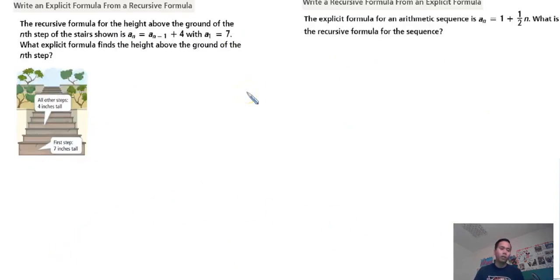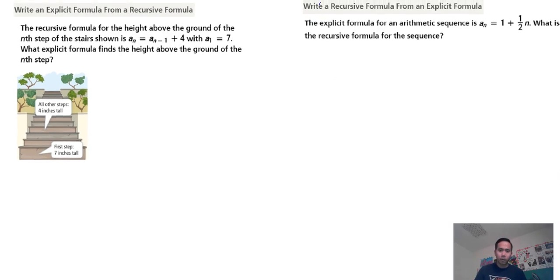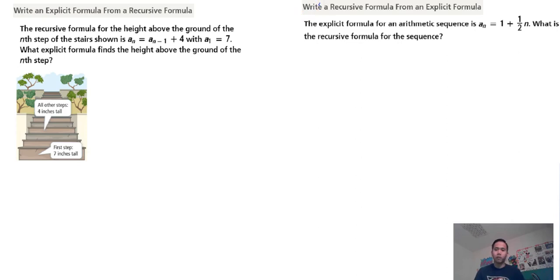Now in our next example, we have to write an explicit formula from a recursive formula. And the second example is we are going to write a recursive formula from an explicit formula. So it's vice versa: from explicit to recursive, recursive to explicit. So let's start with the first one.